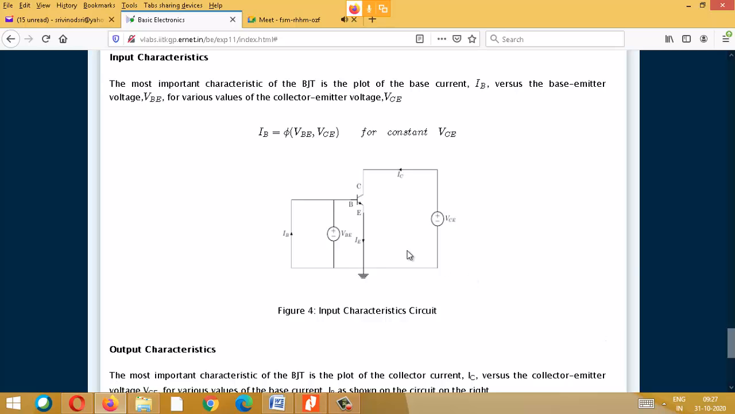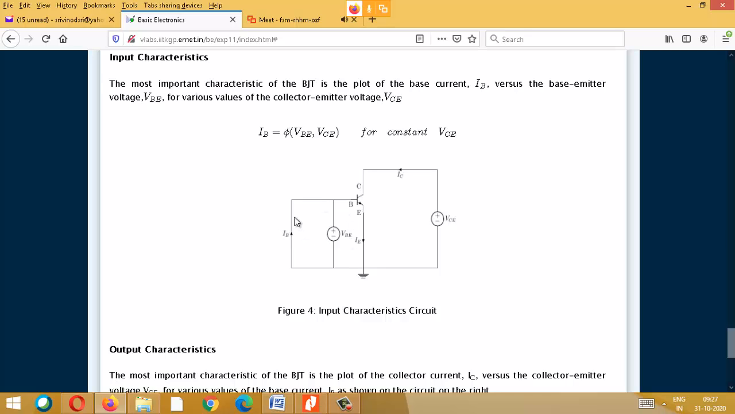Okay, first of all, today we will do two types of characteristics. One we call input characteristics, another is called output characteristics. Input characteristics tell us, for a change in input voltage, what is the change in input current. I repeat, for a change in input voltage, what is the change in input current. When I am increasing the voltage, what happens to my current flow? That is called input characteristics.